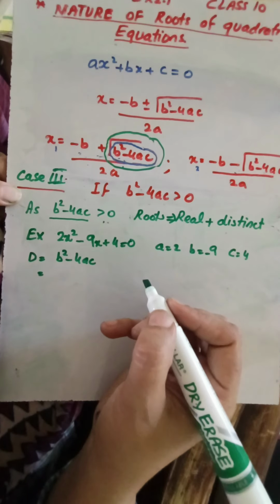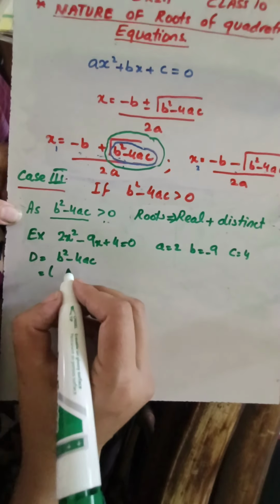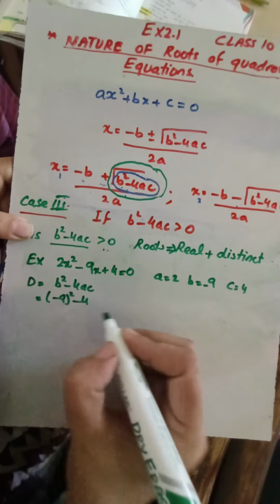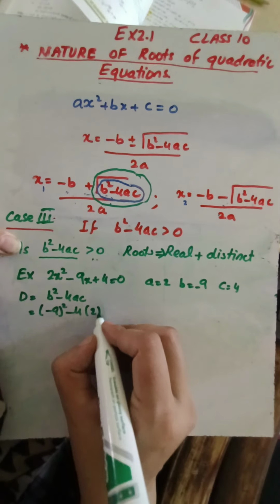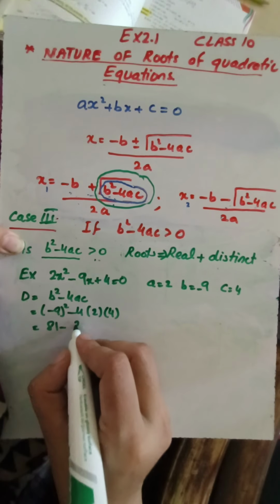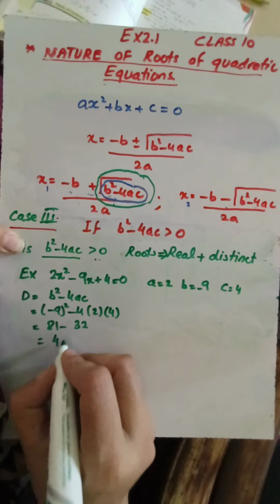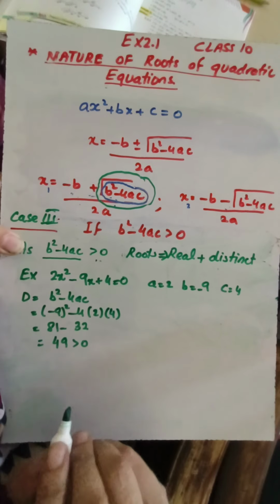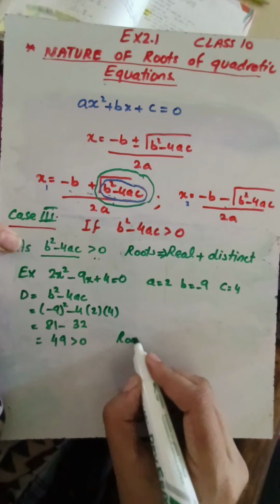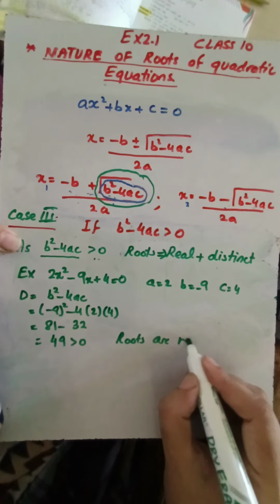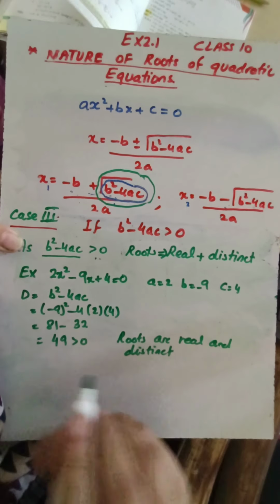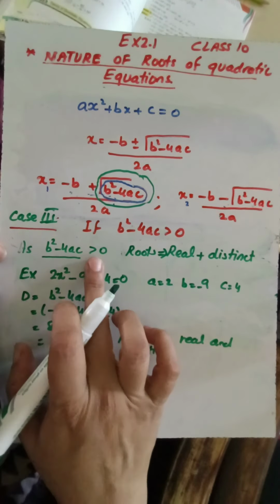Now if I calculate the discriminant, it is going to be negative 9 whole square minus 4, a is 2 and c is again 4. So over here we are going to get 81 minus 32, which is equal to 49, and it is greater than 0. So as the discriminant is greater than 0, you can say that the roots are real and distinct.